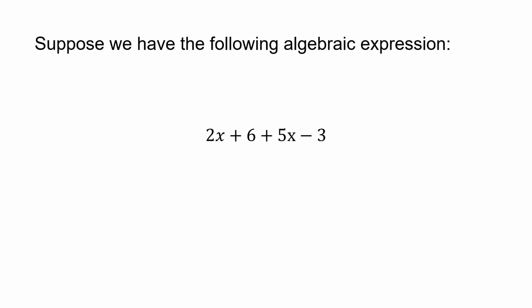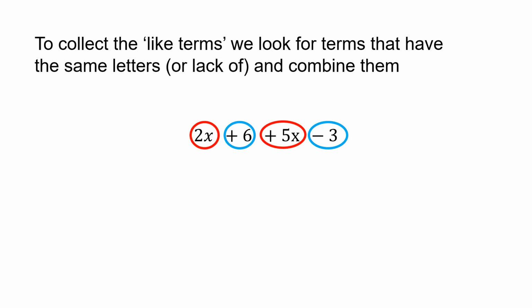So what exactly are like terms? Well, we can answer this by looking at an algebraic expression. The expression we've got here is 2x plus 6 plus 5x minus 3. The like terms are simply the numbers which have a common letter or a common lack of letter after them.